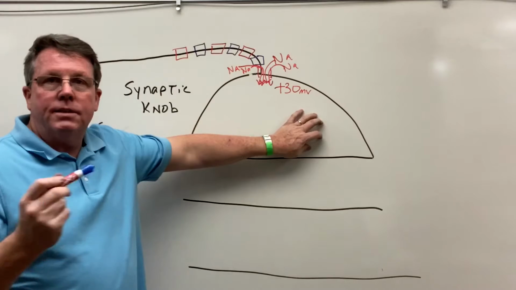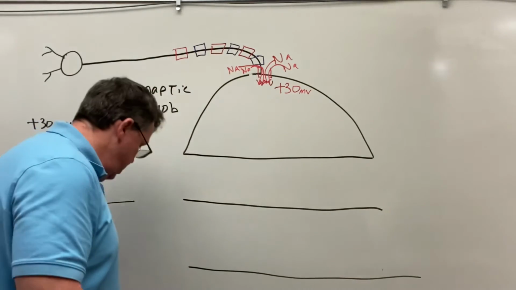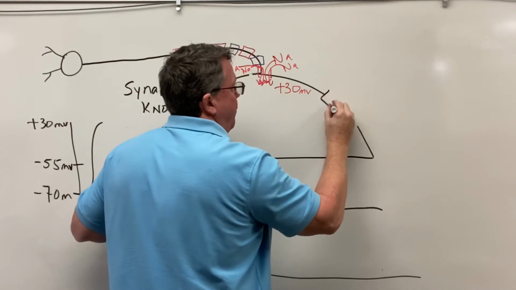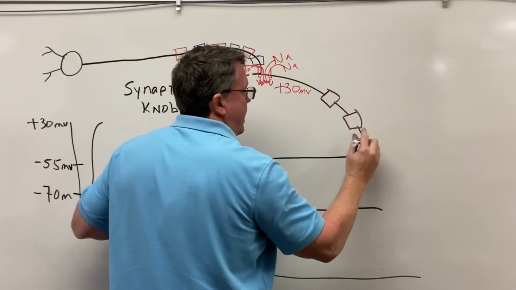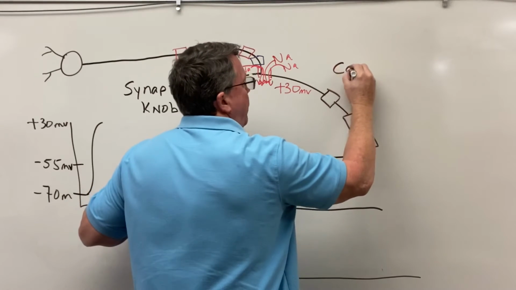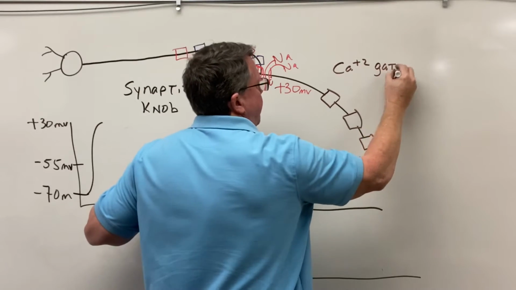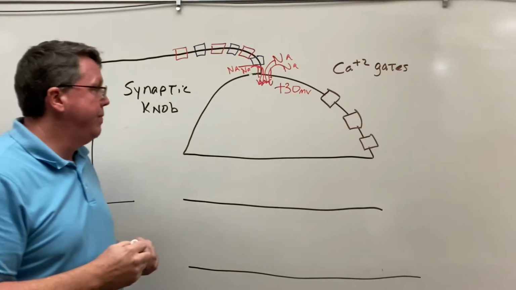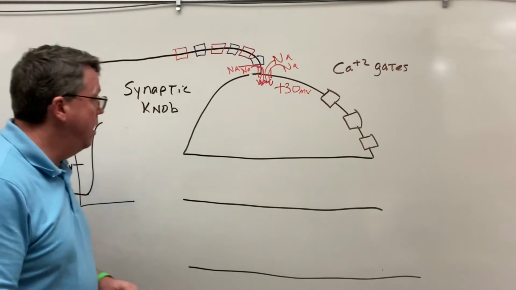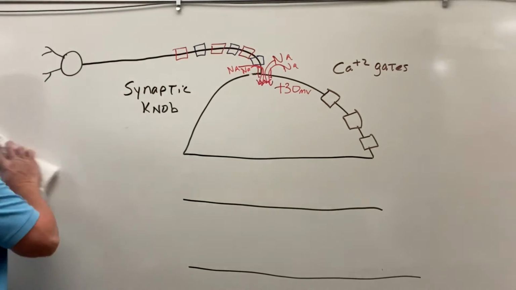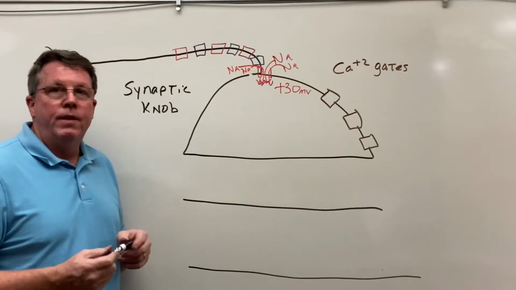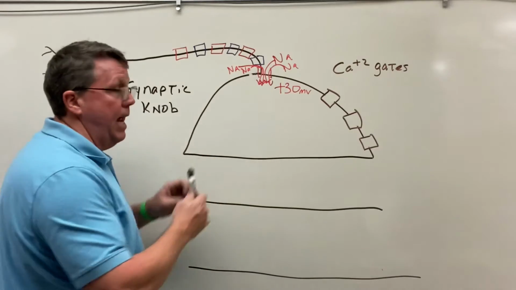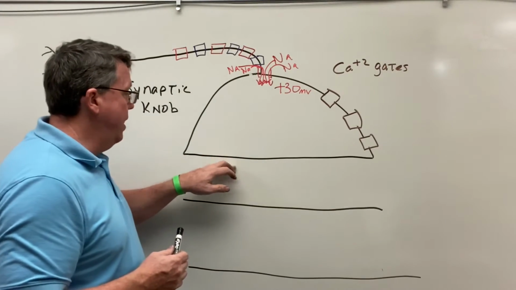One difference that we see on the synaptic knob, that we didn't see on the axon, is we are going to have calcium gates. Okay, so over here we have calcium gates. Right there. So here's what's going to happen now. On the inside of our synaptic knob, we have something called vesicles. Vesicles are made up of the cell membrane of whatever cell it is. In this case, it's the synaptic knob, but they're made up of the cell membrane.